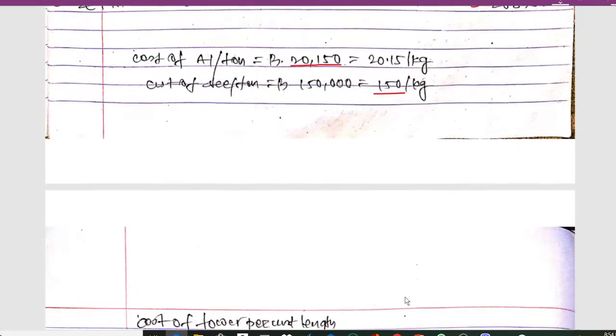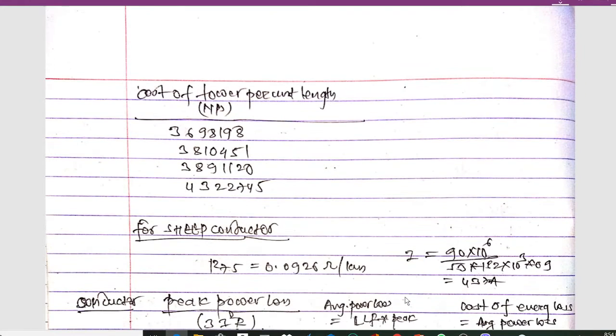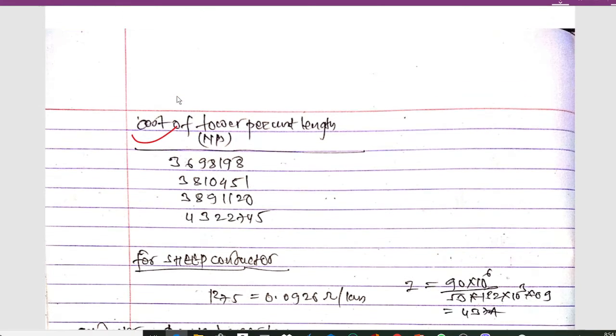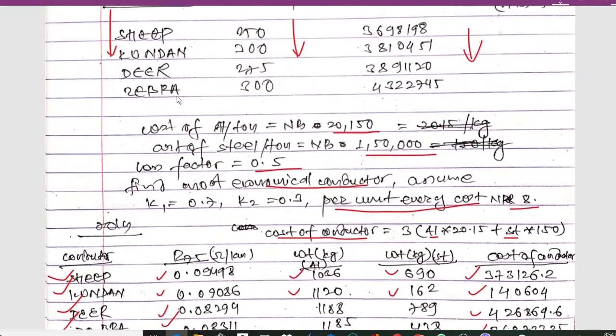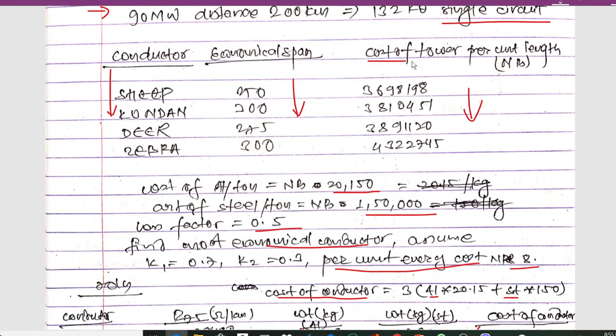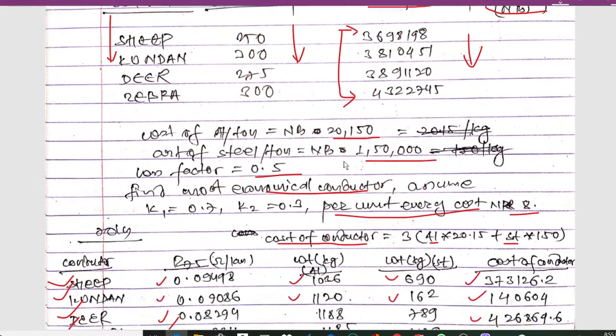Now the cost of tower per unit length is already given in the question. So we just copy this value to the next page. Just copy this and paste it here.